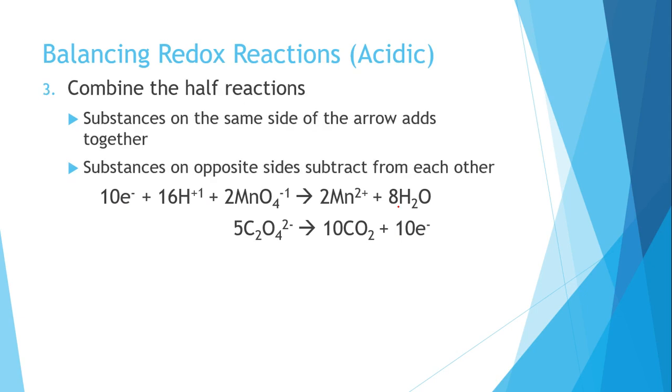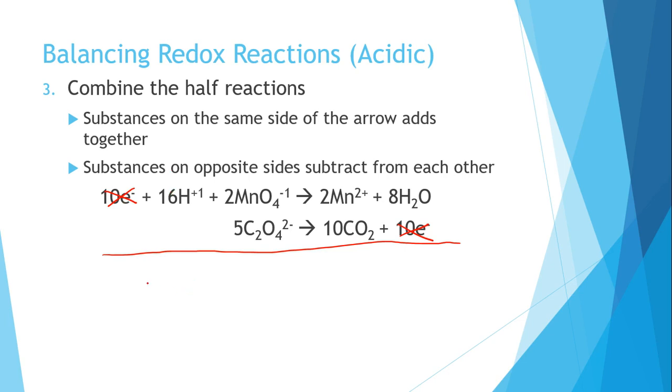Step number 3 says combine half reactions. Again, to do this, we're going to add things on the same side, but subtract things on opposite sides. As we notice, those 10 electrons are on opposite sides of the arrow. Your electrons should always cancel. From there, you're going to notice that nothing else cancels.